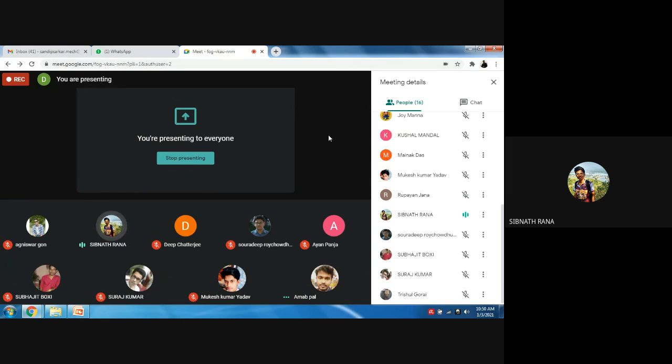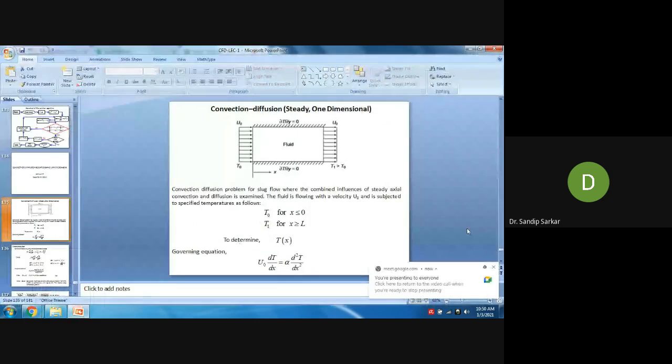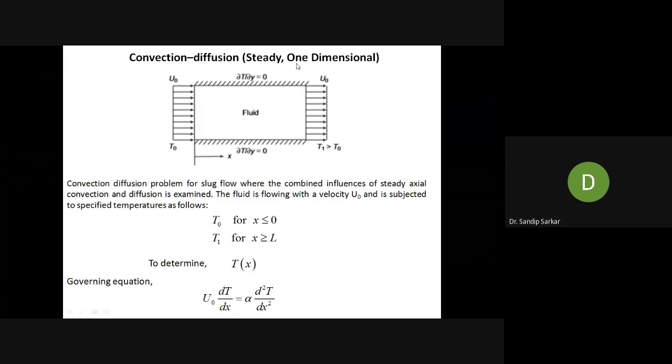Yes, sir. Okay. So that means basically we have chosen a model problem. This is a model problem where your inlet temperature is T naught, outlet temperature is T1, which is greater than T naught, and fluid is flowing with a uniform velocity U naught. Basically velocity is same throughout the whole domain.